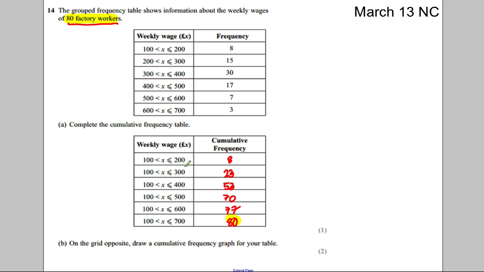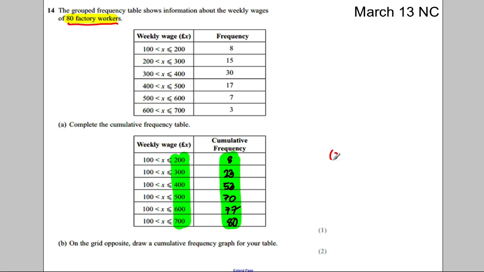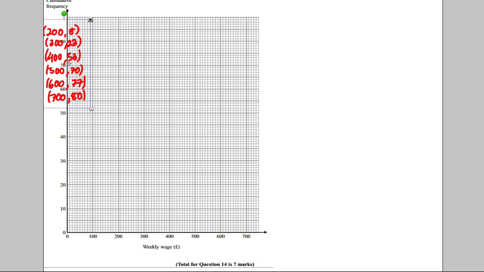Now what we're going to do is plot this number here against our cumulative frequency in a diagram. Let's just write it down as coordinates. We're going to plot 200 against 8, 300 against 23, 400 against 53, 500 against 70, 600 against 77, and 700 against 80. Okay, so far so good. Let's go to our diagram and actually draw it.